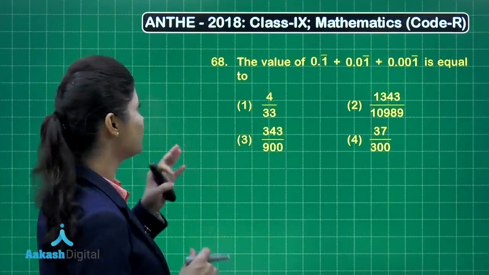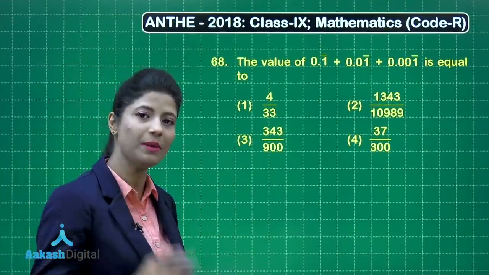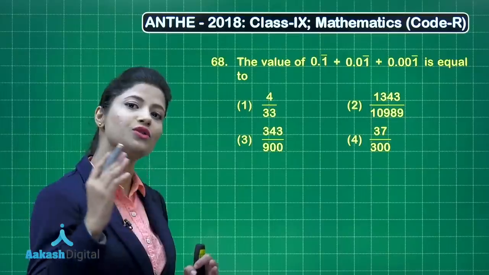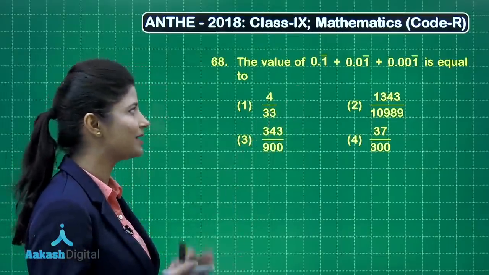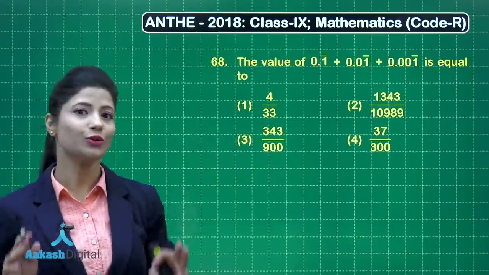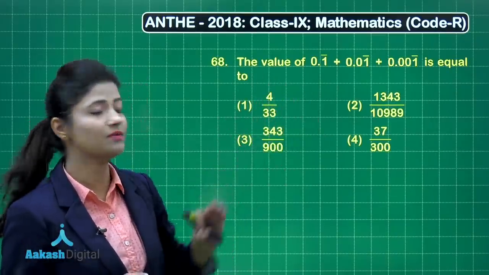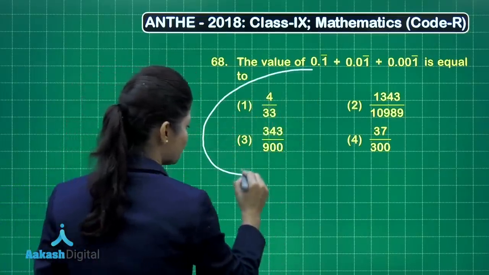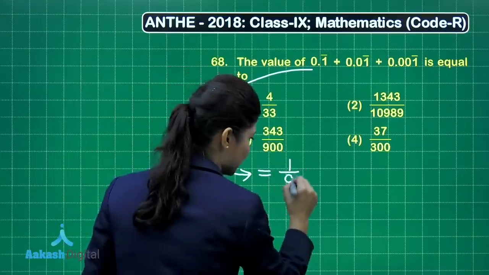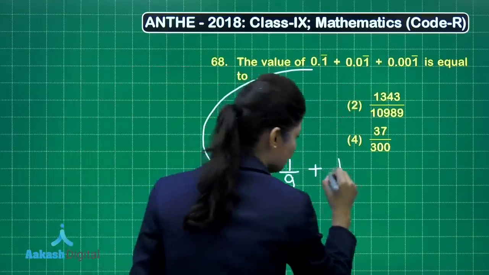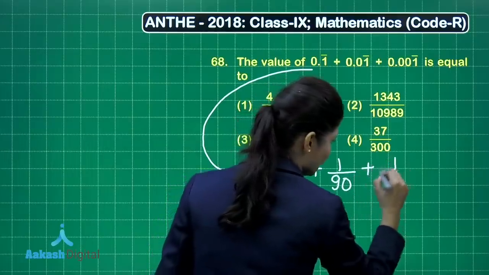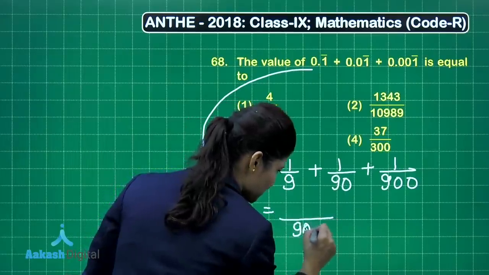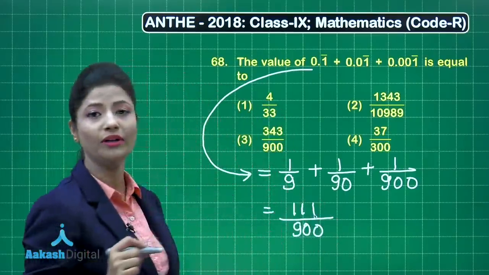Now let's solve this question number 68. The value of 0.1 bar plus 0.01 bar, where you have bar over only 1, plus 0.001 bar, here also you have bar over only 1, is equal to which of these options? So here in this case I have this expression which is a non-terminating and repeating type of number. So here this will reduce to the form 1 by 9 when I convert it in terms of p by q, and this will become 1 upon 90, and the third term will become 1 upon 900. On taking LCM and simplification, you obtain this as 111 upon 900.